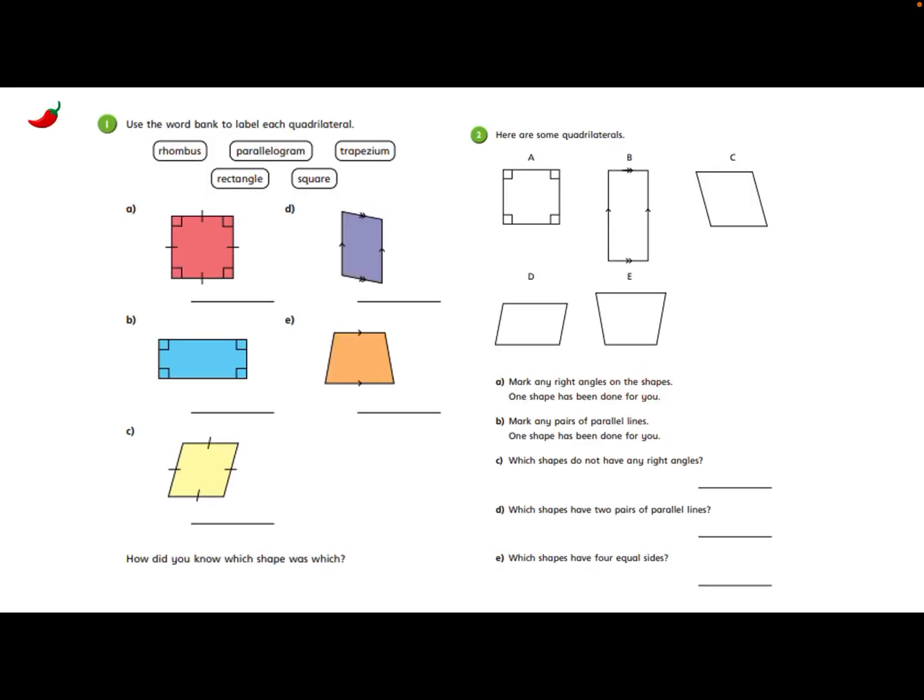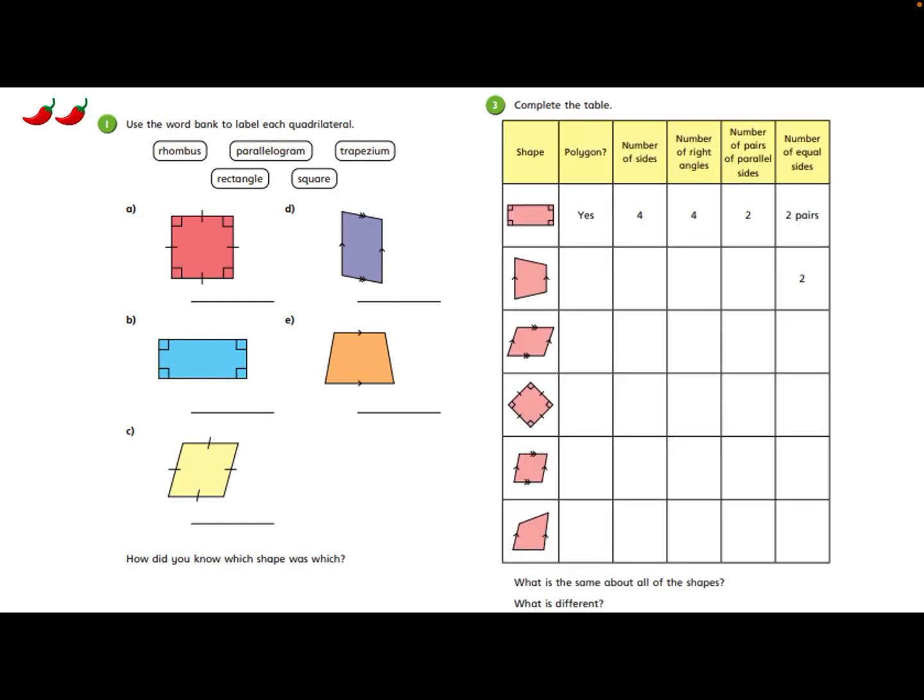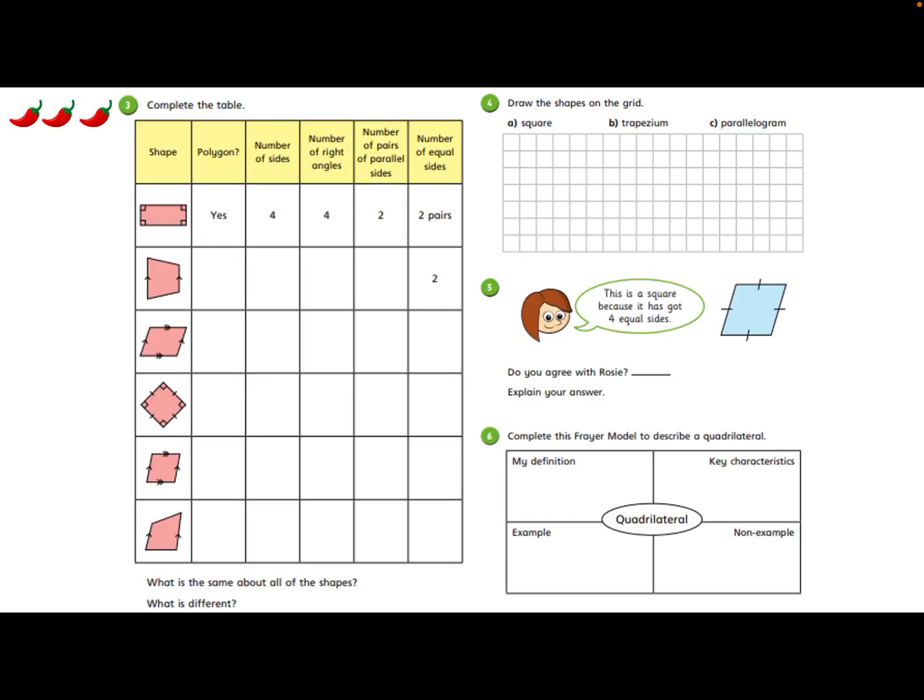Okay. What I want you to do, I want you to give these questions a go. Remember what those lines mean. Give this a go. Is it a polygon? Is it not? What's the number of sides? What's the number of right angles? Have a go and then get to draw your own ones.